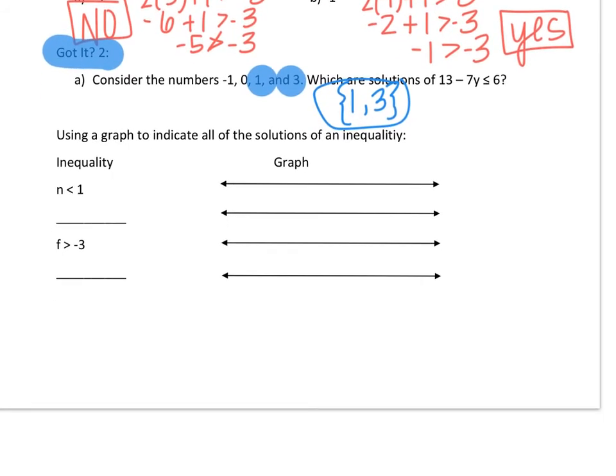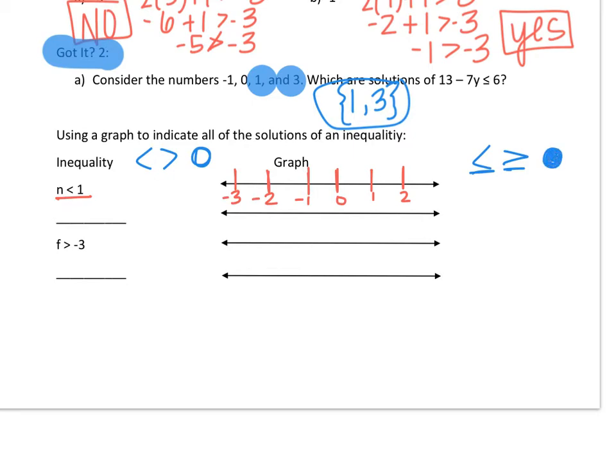Okay, using a graph to indicate all of the solutions of an inequality, we are going to shade these on a number line. If I have n is less than 1, when I put my numbers on my number line, I'm going to shade all of the numbers that satisfy that, which would be all the numbers that are less than 1. If I have a less than or a greater than symbol, I'm going to do an open circle. If I have a less than or equal to or a greater than or equal to, I'm going to have a closed circle.